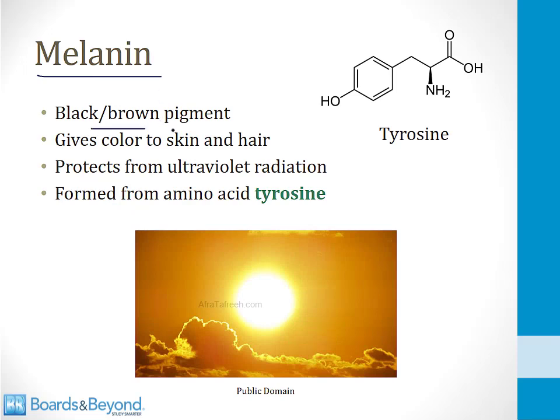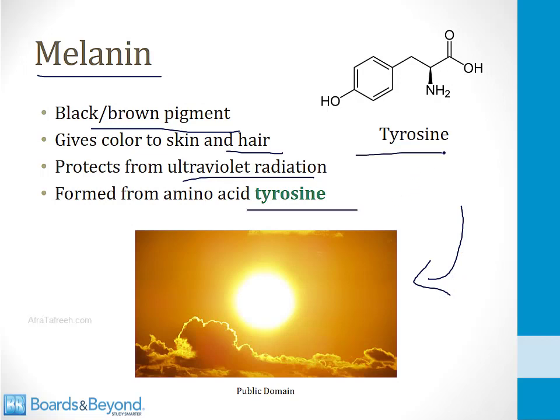Melanin is a black-brown pigment and it's what gives color to your skin and also to your hair. And in the skin, its role is to protect the skin from damage by ultraviolet radiation, like the type that comes from the sun. And it's high yield for your board exams to know that melanin is synthesized from the amino acid tyrosine. This is the structure of tyrosine shown on the screen here, and multiple tyrosine molecules are modified and linked together in order to produce the pigment melanin.